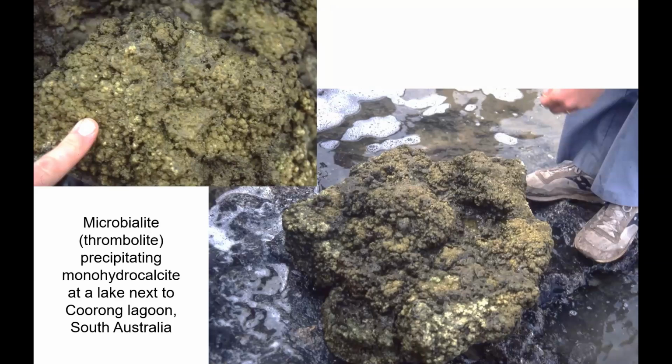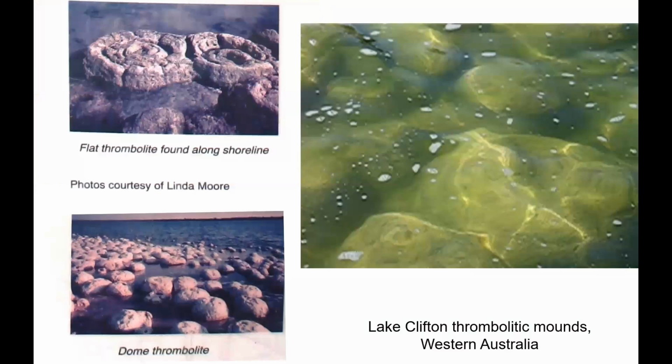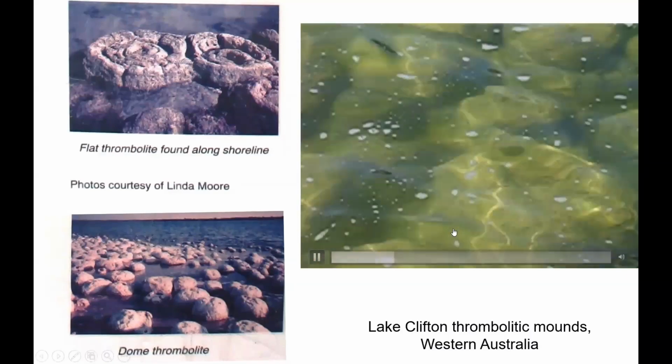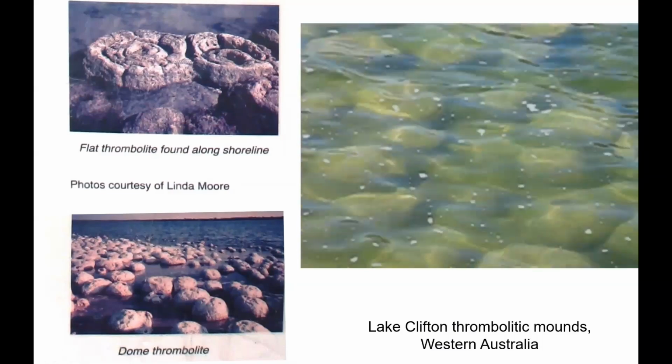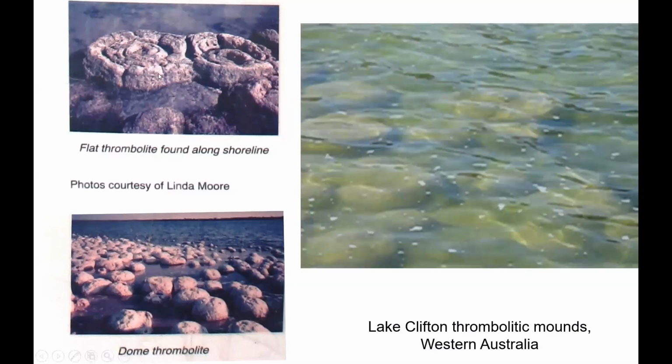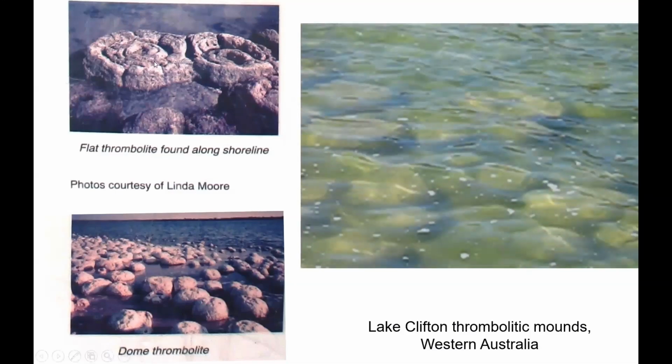And thrombolites can be found in various lakes. Here's some other ones in Australia. This is one that I visited, Lake Clifton in Western Australia, and I think I can get that to play. Yes, here we are. So you can see the water moving there, and that's a very short video clip. There we are. So you can see that when the water level drops, the structures stop growing. So they can't grow above the water level. They grow up to the water level, and then they have that flat top in that case.